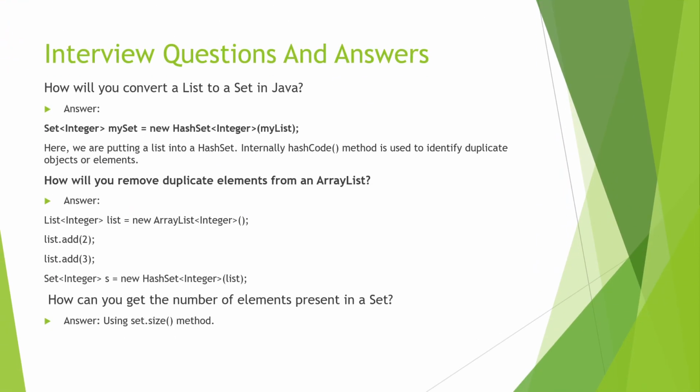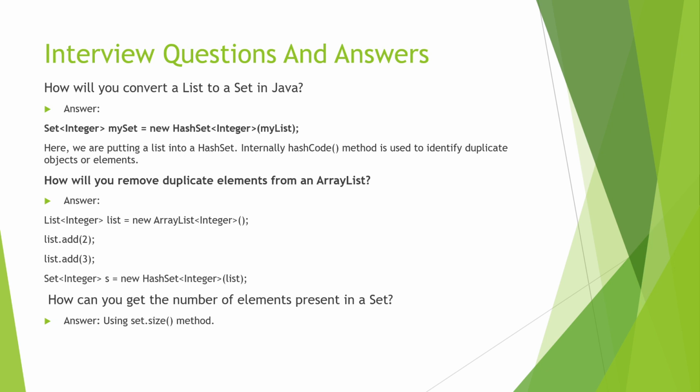Next question, how will you convert a list into a set in Java? We already saw this in an example. We use Arrays.asList and convert it into my set the same way: Set myset = new HashSet, giving the list elements here. Internally the hashCode method is used to identify duplicate objects, so that we will not get any duplicate objects.